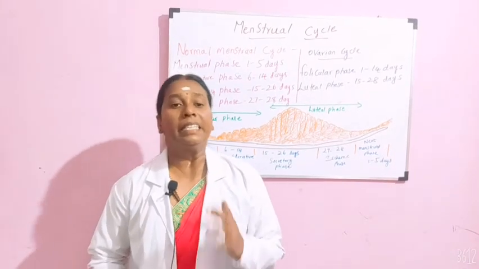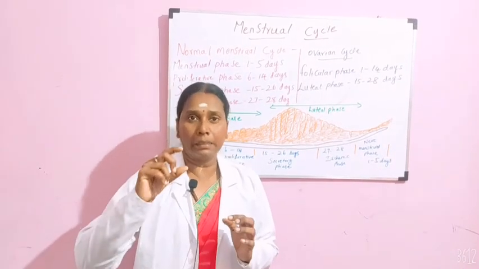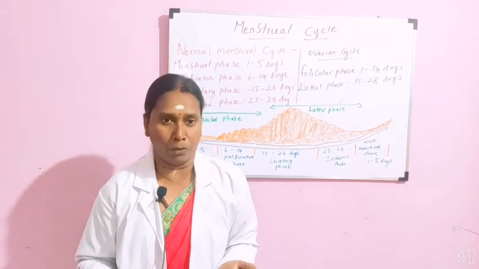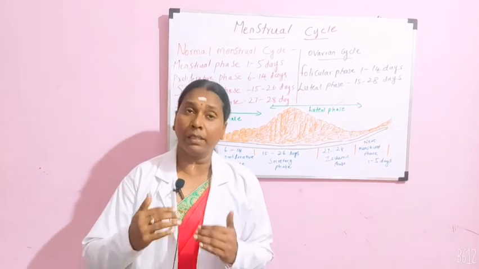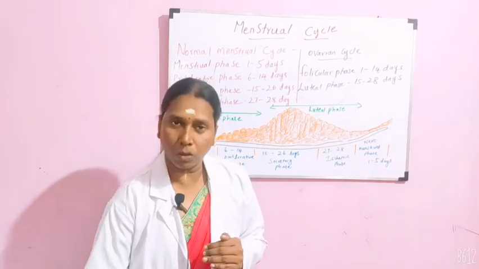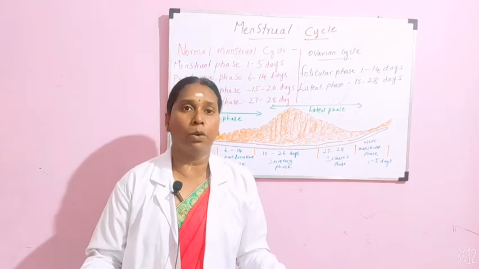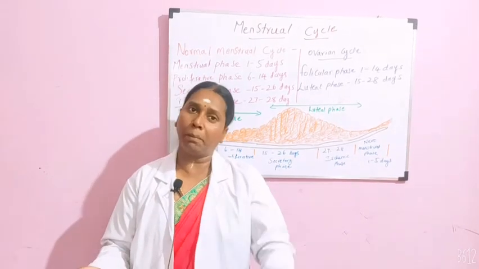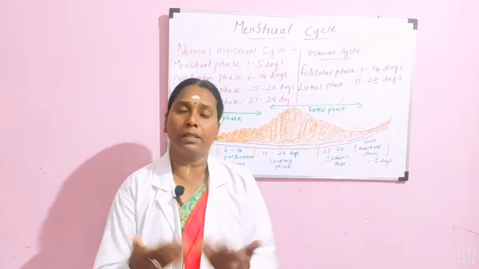Then comes the ischemic phase. As the term says, ischemia is decreased blood flow, or there is no blood flow at all. So now what is happening in this area? The estrogen level is also coming down, the progesterone level is also coming down. So there are no hormones to the uterine supply. So for the endometrial bed, there are no hormones, there is no blood flow.